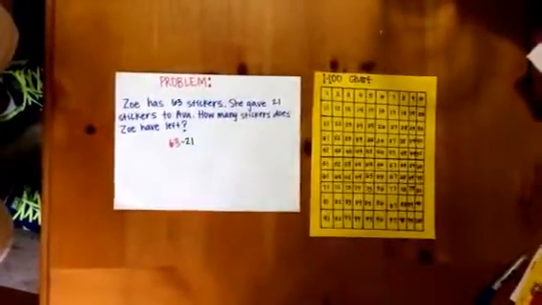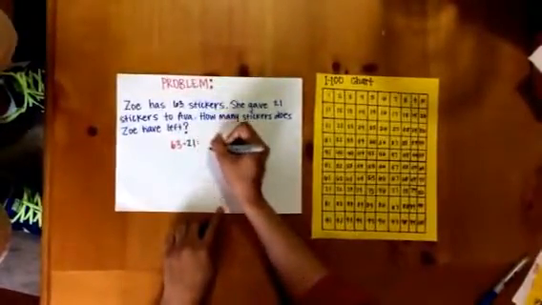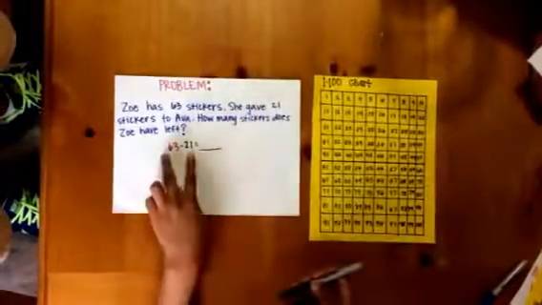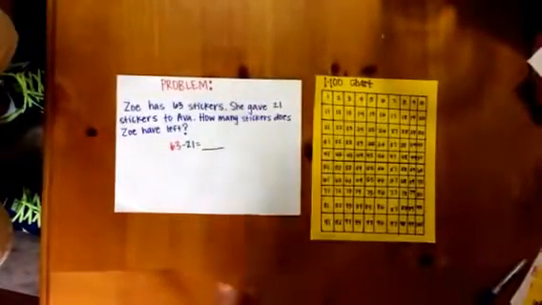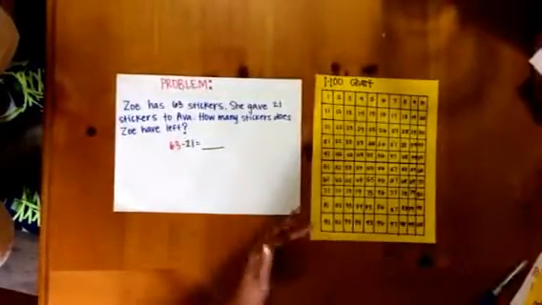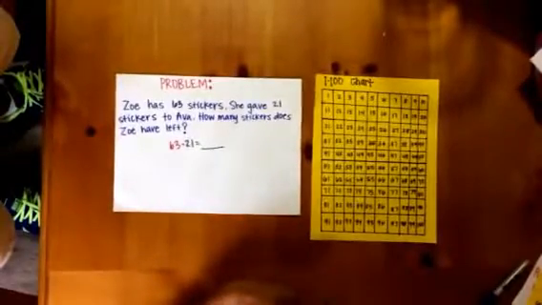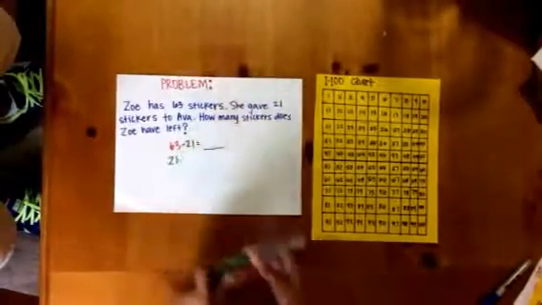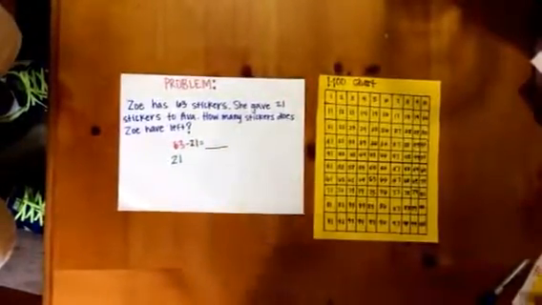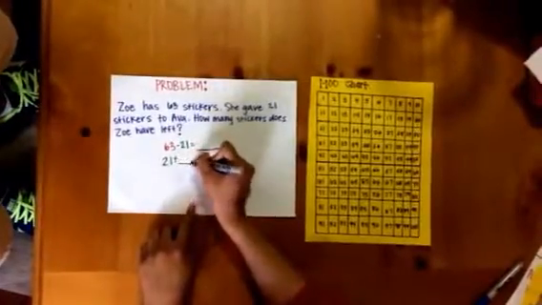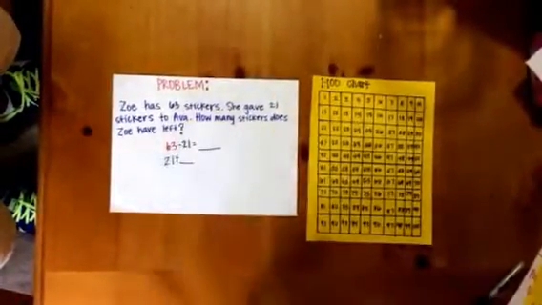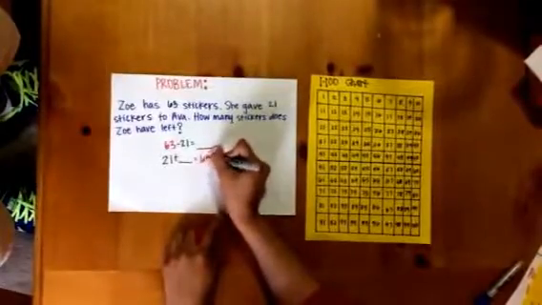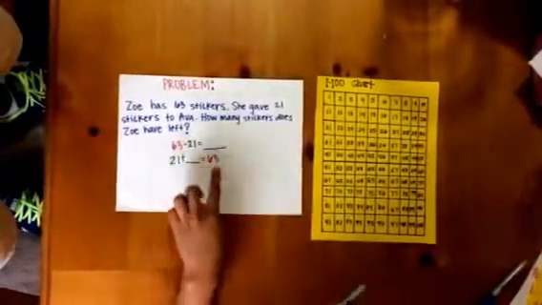Now, when we look at this, we know that this equals whatever this number is. But to make things easier for us, we can always switch the equation around and we're still going to get the same numbers. Now, when we do that, we're saying that the 21 plus the difference, what we're looking for, is equal to the 63 stickers that Zoe had. Meaning, this is equal to this.